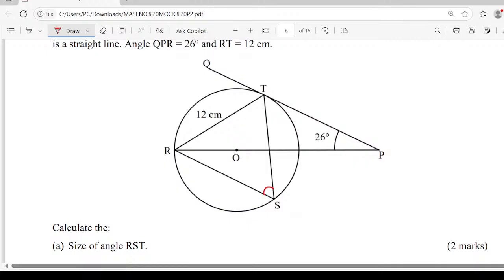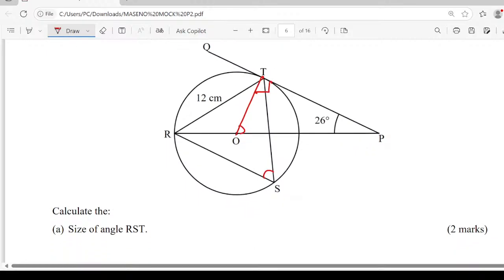One, I want to look at ROT. ROT can be obtained by joining T to O. Remember that this line I've drawn is a diameter. The diameter and the tangent intersect at 90 degrees. So if that is 90 degrees, I can get this angle here. How do I get that angle?